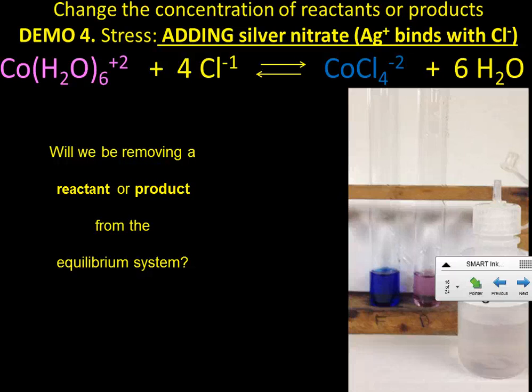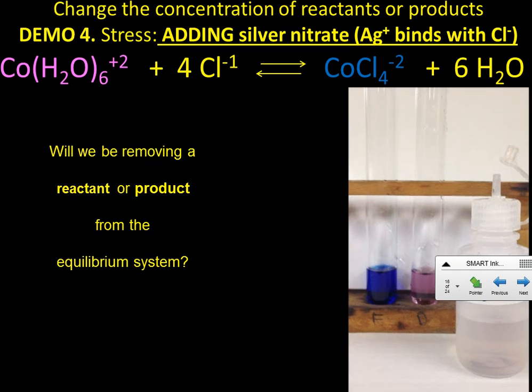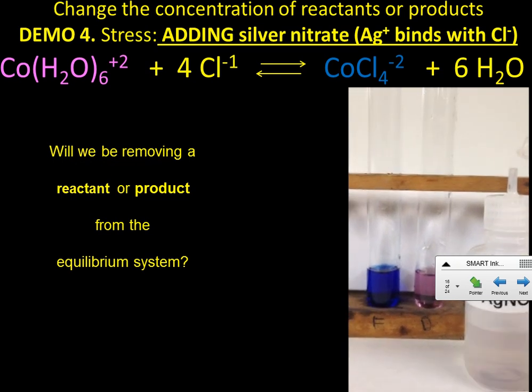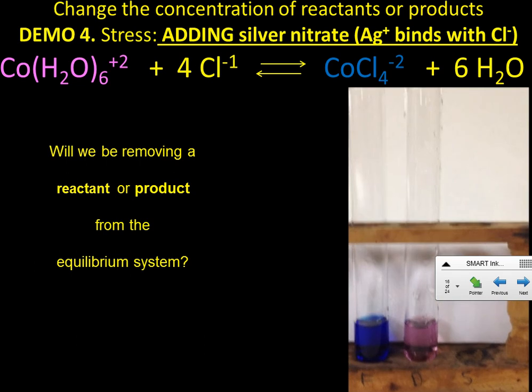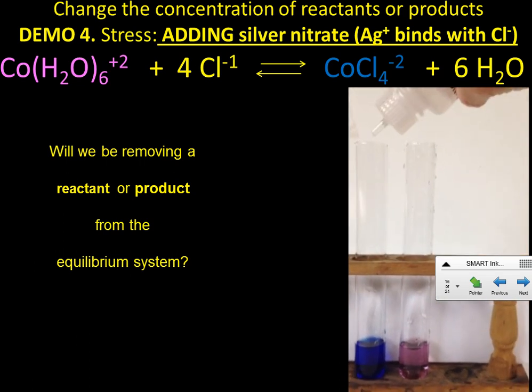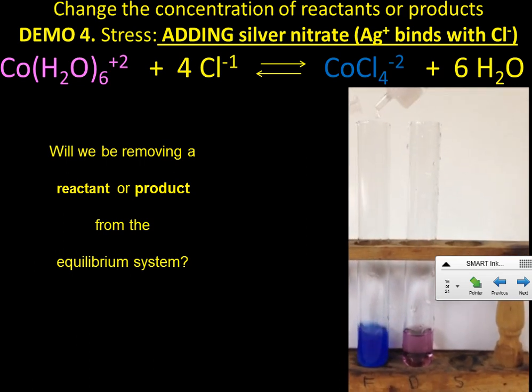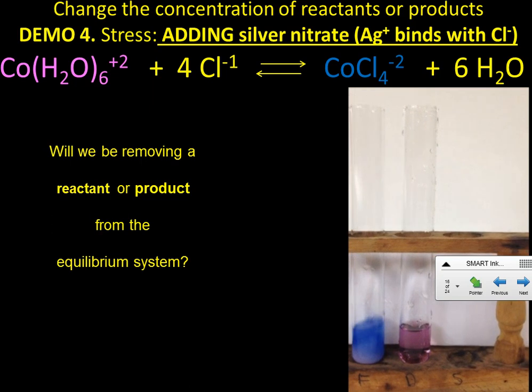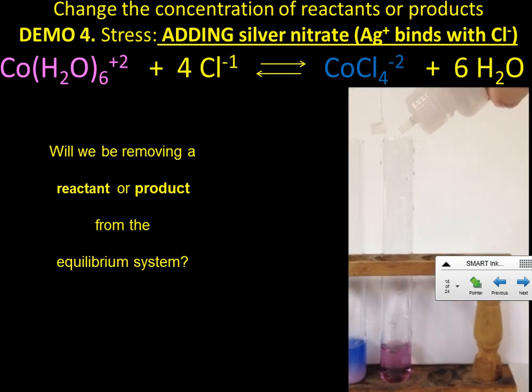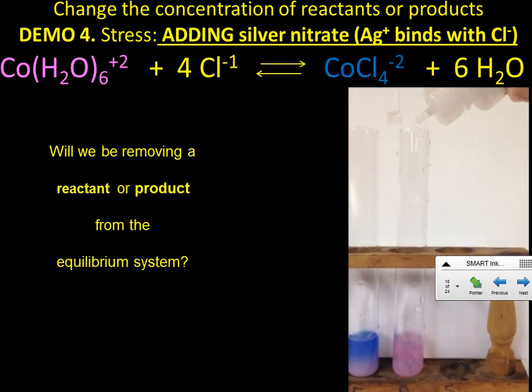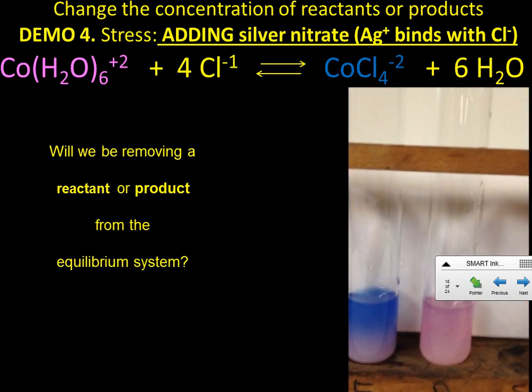So, will we be removing a reactant or a product? Well, since chloride ions are on the left side of the equation, we will be removing a reactant. So let's see what happens when we add the silver nitrate to the blue solution. We'll see some cloudy precipitate being formed. That's the silver chloride. That's the precipitate that's binding the chloride and taking it out of solution.